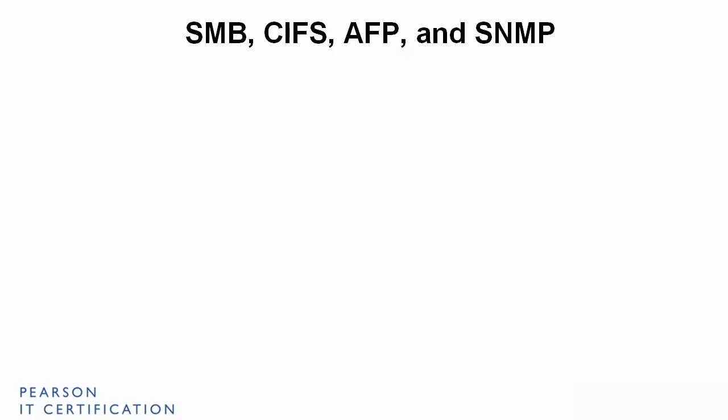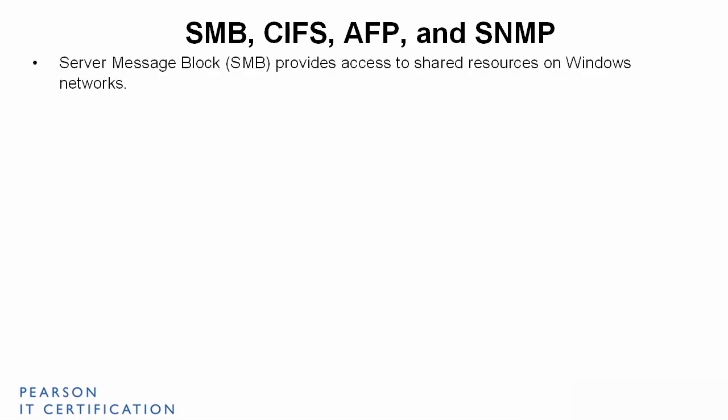Let's talk about some more protocols that you need to know for the A+ exam: some file service protocols, file sharing and file service protocols, and also network management. The first is SMB. That's the Server Message Block. This provides access to shared resources on Windows networks. So it's accessing shared items such as files and printers. And the SMBs are actual packets that authenticate remote computers through what are known as inter-process communication mechanisms, or IPCs.